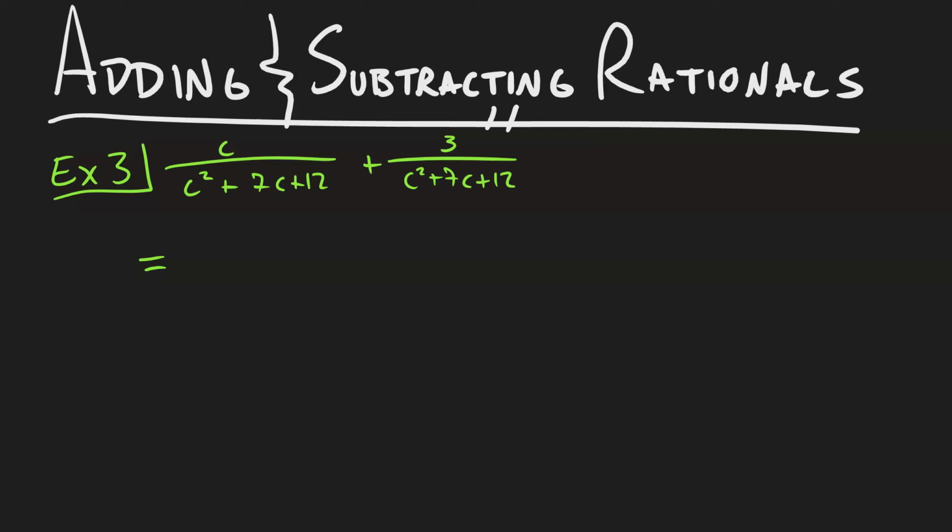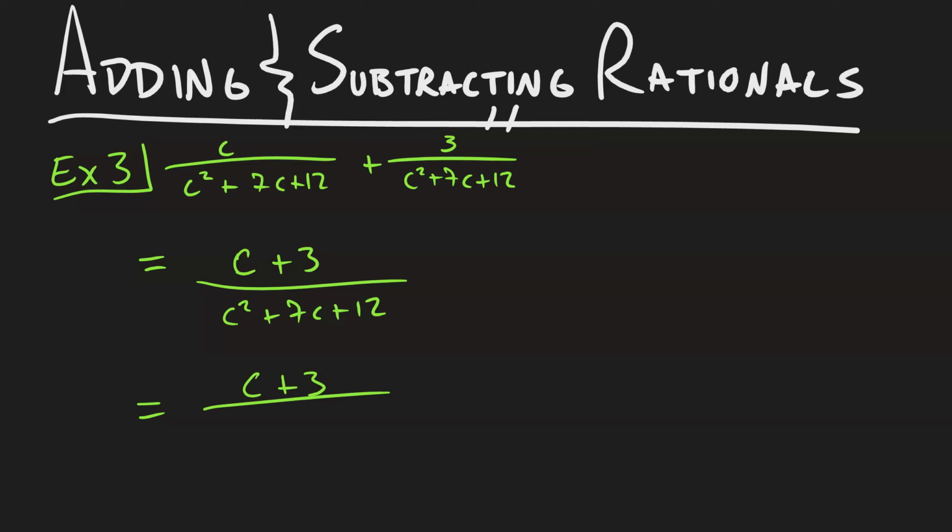So in my numerators, I have c, and I'm going to be adding to that 3 over c squared plus 7c plus 12, our common denominator. Now, just to make sure we can simplify it, let's try to factor that denominator. In this case, we have a pretty easily factorable denominator.